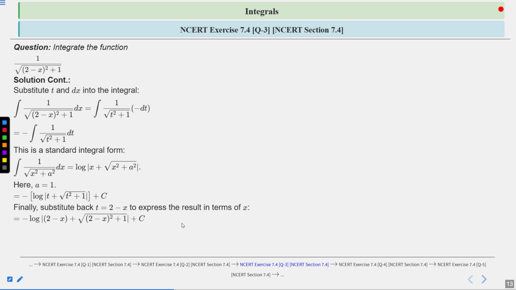So this will be equal to minus of log mod 2 minus x plus root over 2 minus x whole square plus 1 plus c.